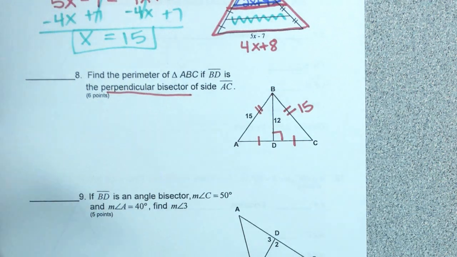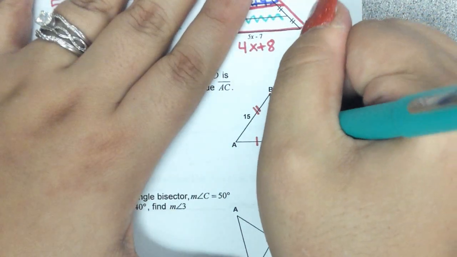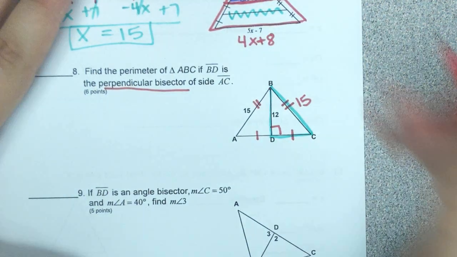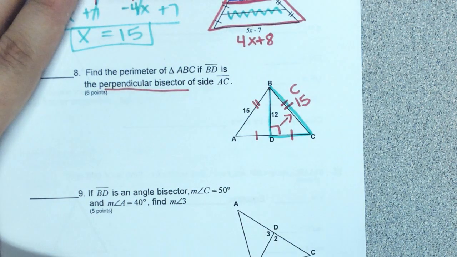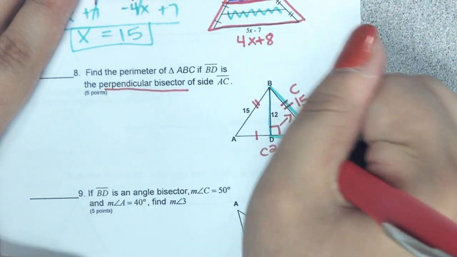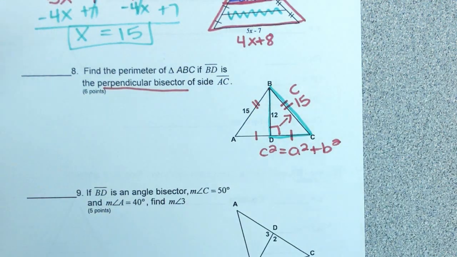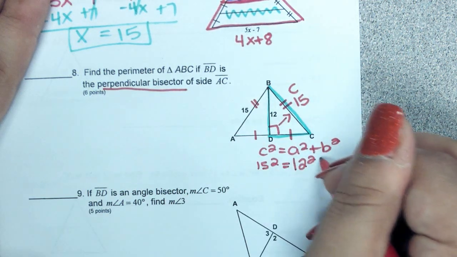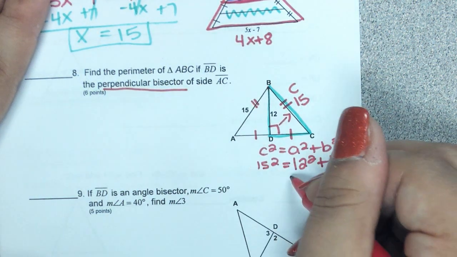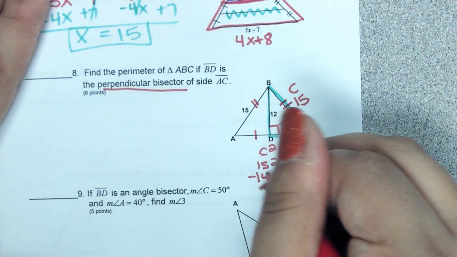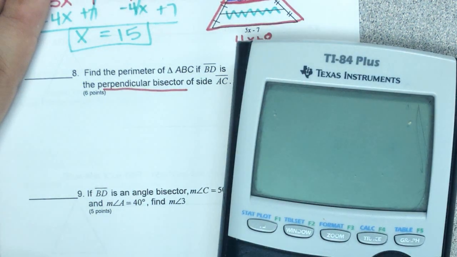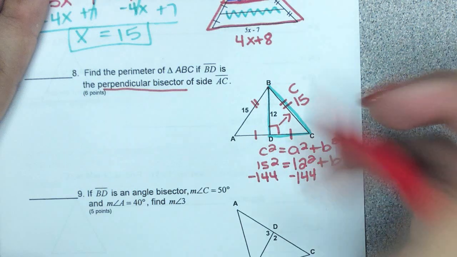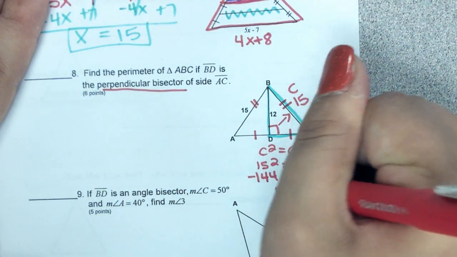Now, I have a right triangle. So how am I going to find DC? I have to do Pythagorean theorem. That's across from the 90. So remember, c squared equals a squared plus b squared, or a squared plus b squared equals c squared, same thing. So 15 squared equals 12 squared plus b squared. That's 144, so I'm going to subtract 144 from both sides. And I get b squared equals 81.